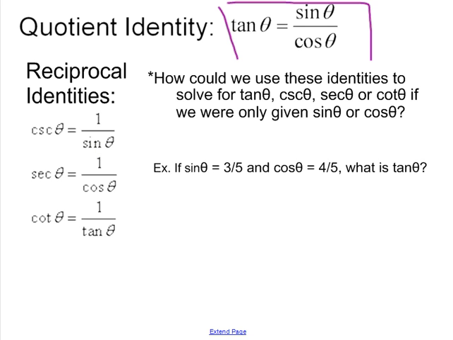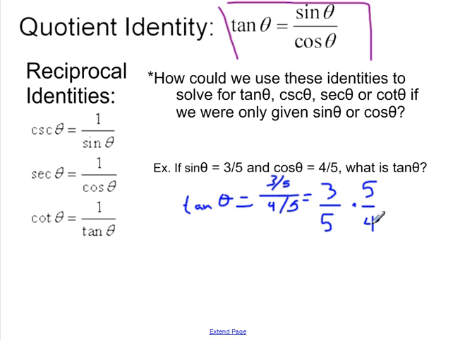So in this example, we're given sine and cosine and we want to find tangent. Using our quotient identity, tangent of theta equals sine, which is 3/5, over cosine, which is 4/5. Now, we can't divide fractions. Instead, we multiply by the reciprocal of the denominator, the bottom one. So we flip the 4/5 to become 5/4. You can cross cancel in this instance, those go away, and leave you with 3/4.